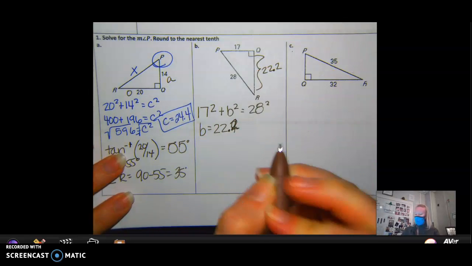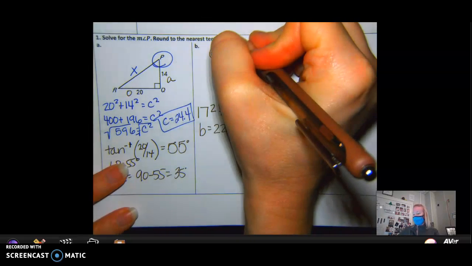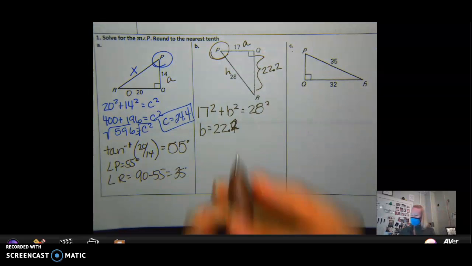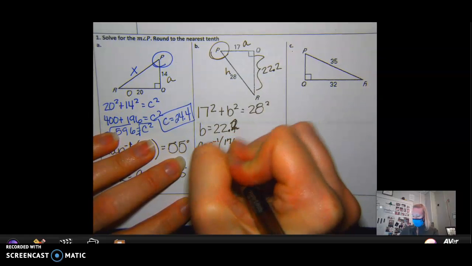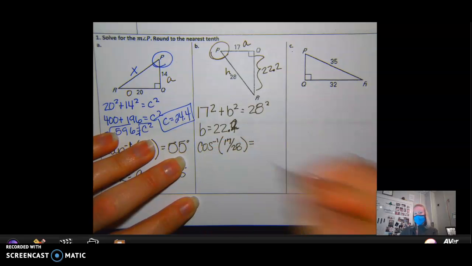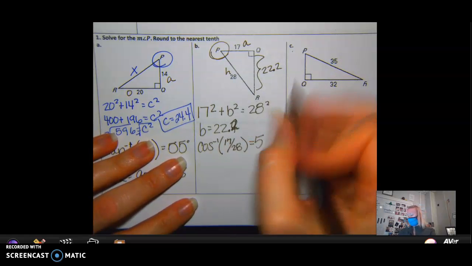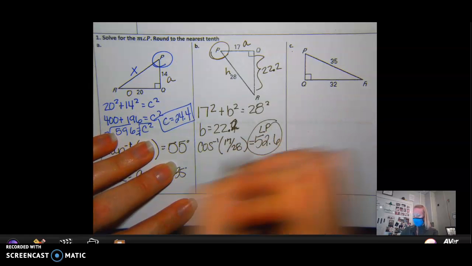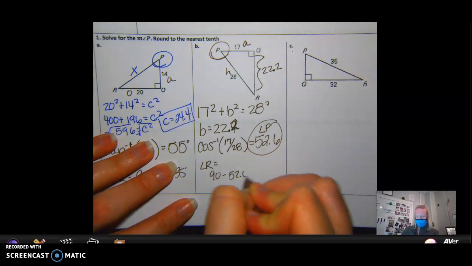Okay. Once I found that, I'm finding angle P. I'm going to use the sides that they gave me. This one is adjacent. This one is hypotenuse. Which one uses A and H? So I'm going to do cosine inverse of A over H, which equals how many degrees? 52.6, thank you. So that's angle P. If I wanted angle R real quick, I just do 90 minus the 52.6, and what do I get for that?